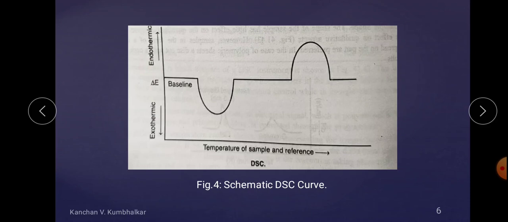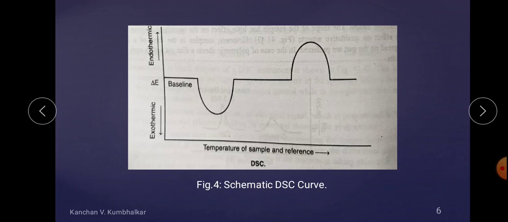So, when we consider delta E versus the temperature of sample and reference, at this baseline no reaction occurs in the sample, hence the temperature requirement of the sample and reference compound is the same. So it shows no kind of reaction. But when some reaction happens in the sample, suppose an exothermic reaction occurs, delta E becomes negative, and when we consider an endothermic reaction, delta E bulges, meaning delta E is positive in this case. So this is the basic DSC curve.